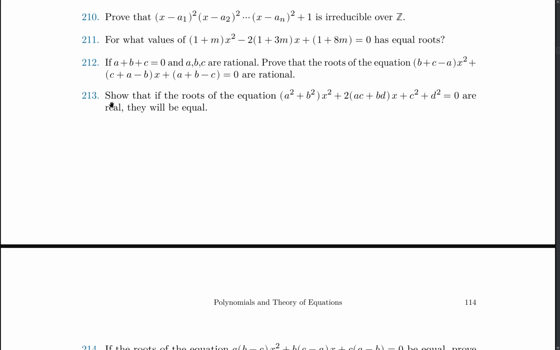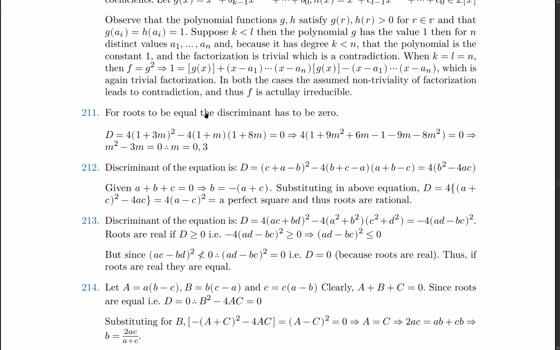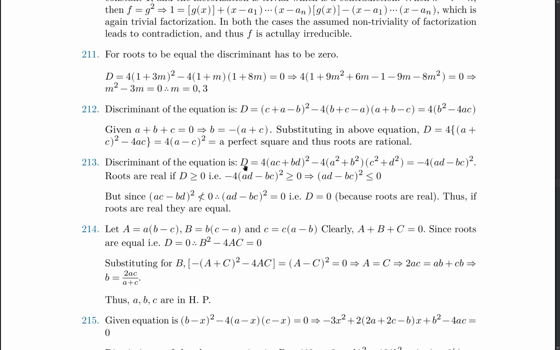Question 213 says: show that if the roots of the equation (a square plus b square)x square plus 2(ac plus bd)x plus (c square plus d square) is equal to 0 are real, they will be equal. So roots will be real only if D is greater than or equal to 0. We calculate the discriminant D. We have 4 into (ac plus bd) whole square minus 4 into (a square plus b square) into (c square plus d square), which becomes equal to minus 4 into (ad minus bc) whole square.